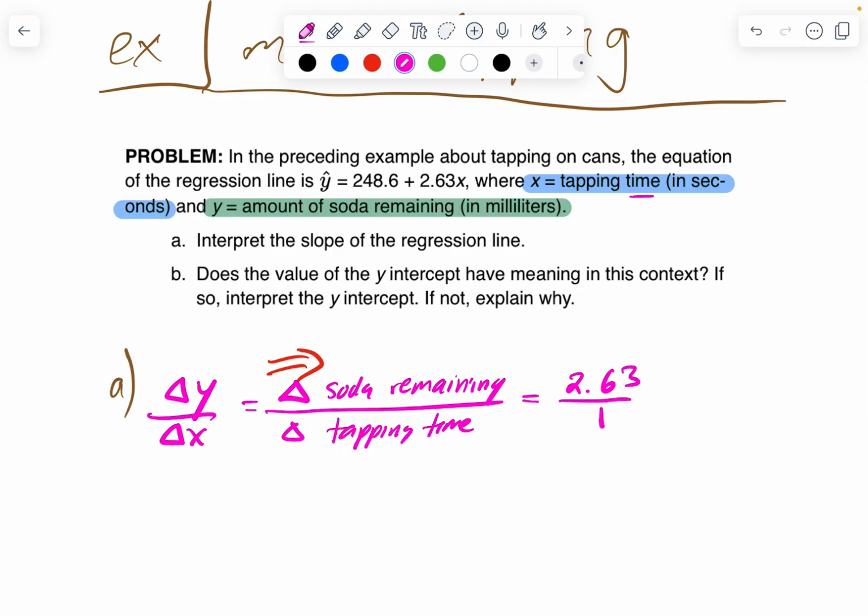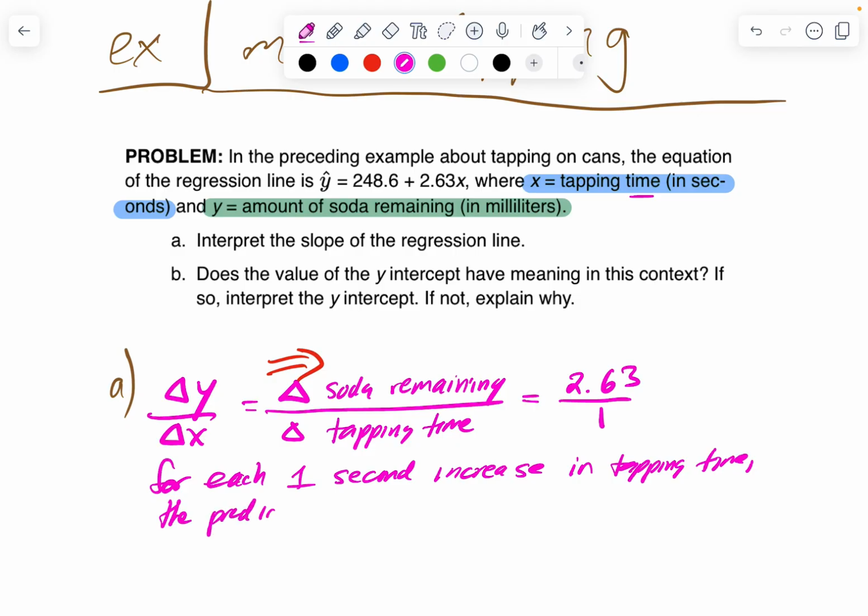If we write that down as a unit rate, okay, this is going to tell me that for each 1 second increase in tap time, the predicted soda remaining is 2.63 milliliters.